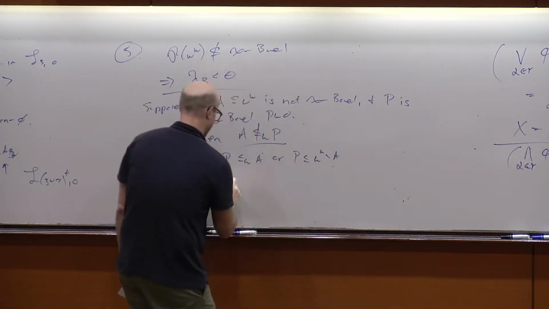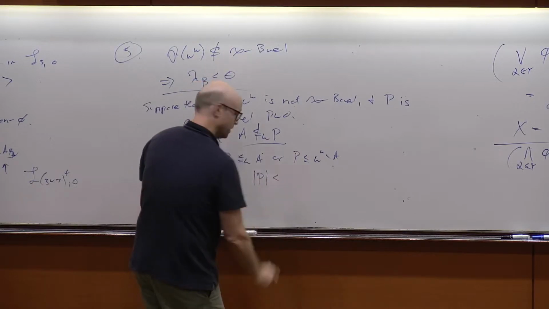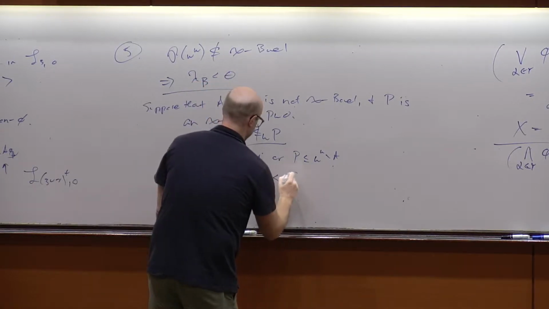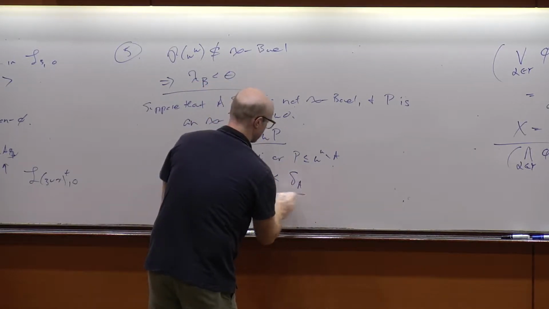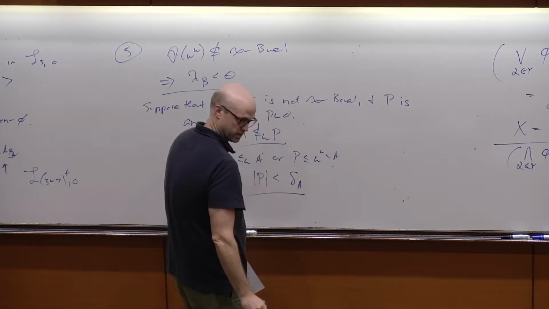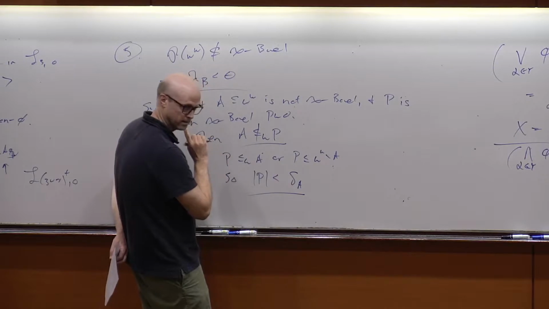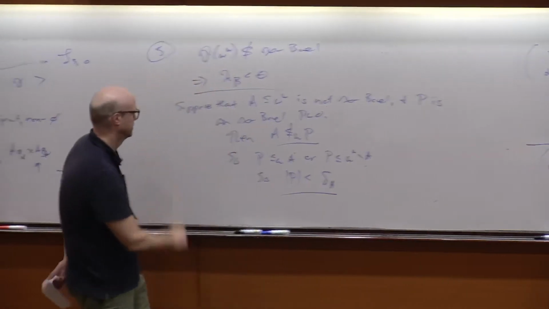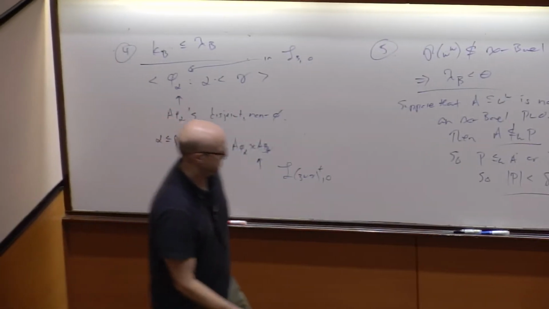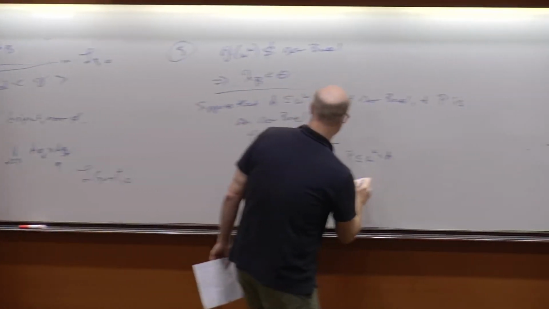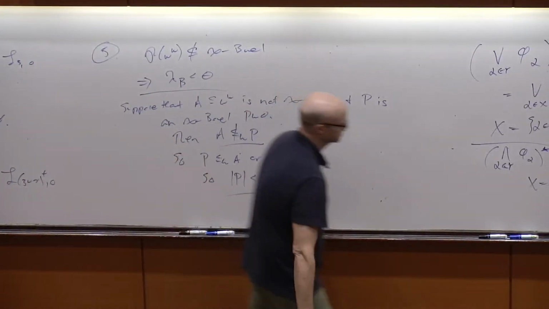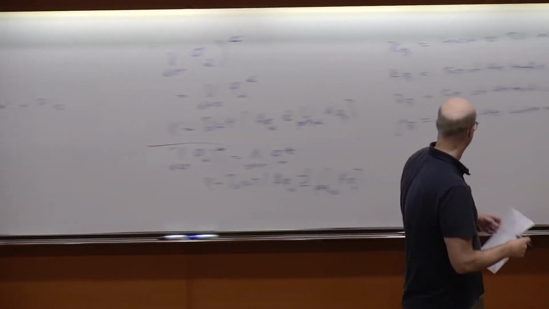So that means that the length of P, whatever it happens to be, is strictly less than delta A, which is the sup of the lengths of the prewellorderings that are below A. And of course, this is less than theta. For the moment, that's all we care about. We're going to do the same argument again and get what we want out of this.